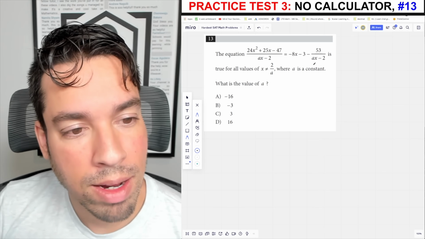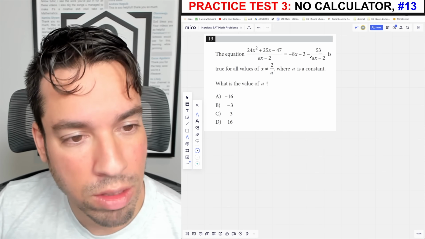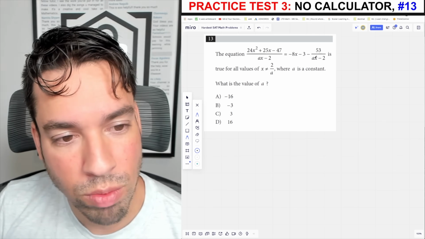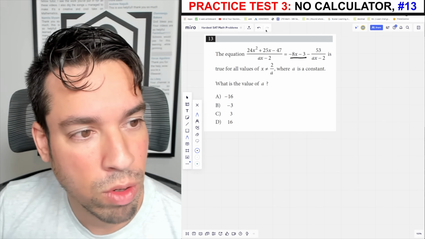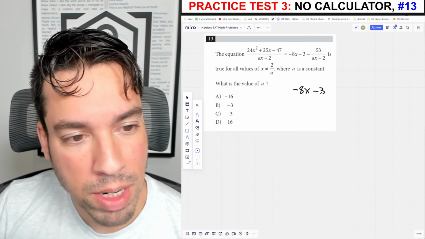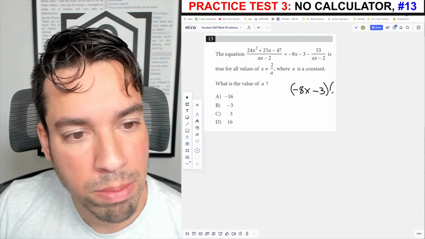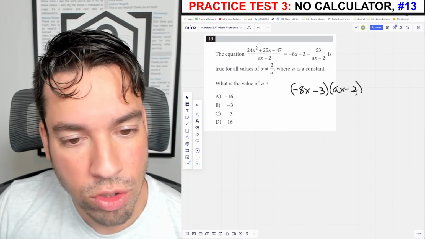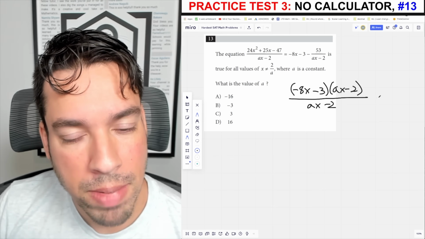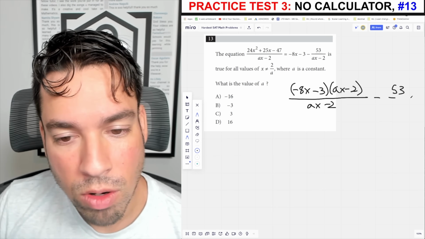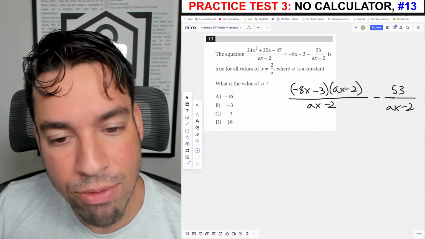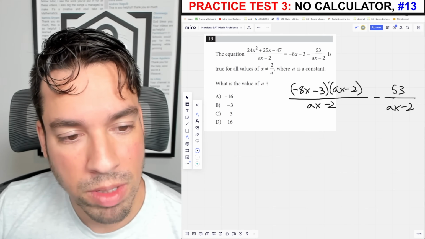All right, here's what I'm going to do right off the bat. I see these looking pretty equivalent, but on the left side, everything is over ax minus 2. On the right side, that's not the case because this guy is just floating over 1. So what I'm going to do is take negative 8x minus 3, and multiply it times ax minus 2 over ax minus 2, minus 53 over ax minus 2. Guess what? Now we can consolidate everything because now we have the same denominator.